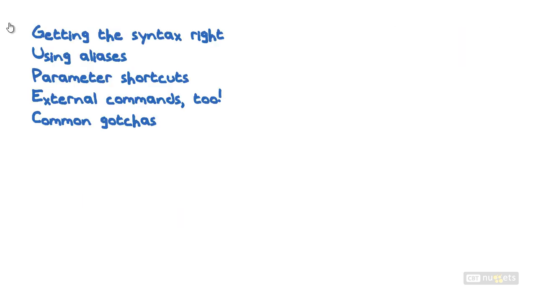This nugget may seem a little repetitive. We're going to be talking about some of the same things that we talked about in previous nuggets, things like getting the syntax right, using aliases. But I'm also going to introduce some new things like using parameter shortcuts and give you some tips for running external commands. More importantly, I'm really going to focus on gotchas because this entire nugget is really about getting the syntax right. And by focusing on some of the things that people commonly mess up as they're getting started, I hope I can circumvent that for you and keep you from falling into those speed bumps.